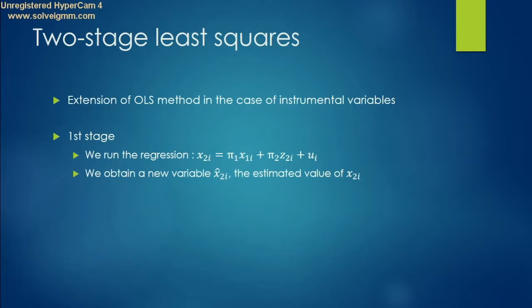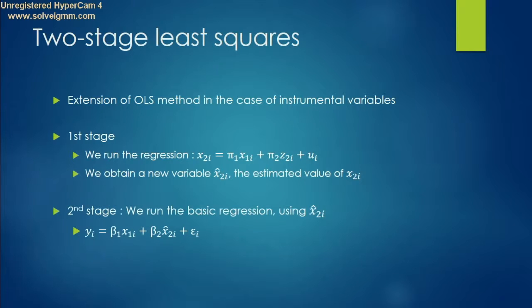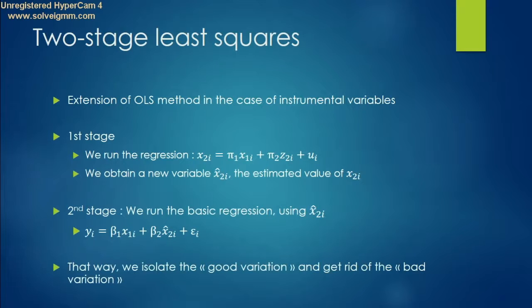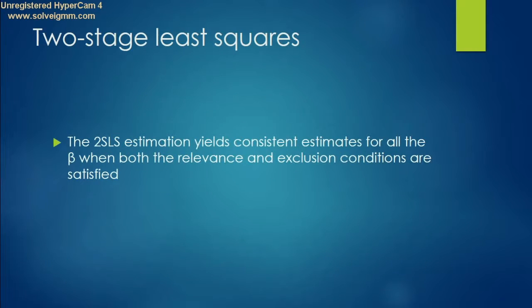Secondly, we use the model estimated values from stage 1 in place of the actual values of the endogenous variable in the basic regression in order to be able to estimate it with OLS estimators. That way, we isolate the good variation and get rid of the bad variation. When both relevance and exclusion conditions are satisfied, the 2SLS yields consistent estimates for all the betas.